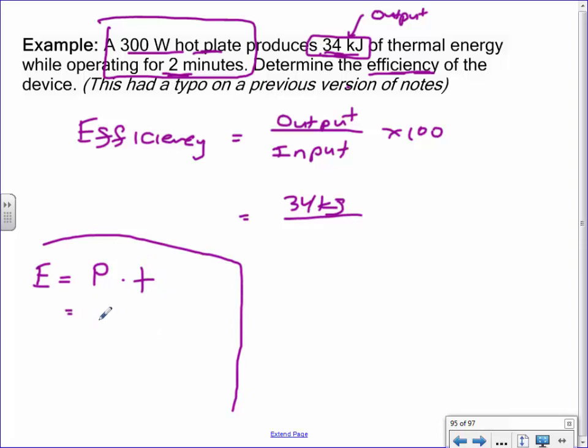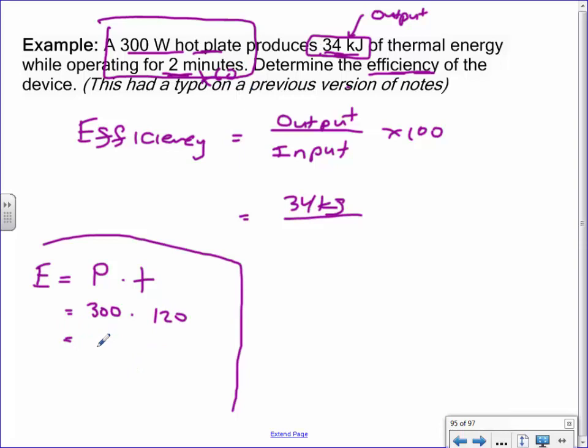How much power does this device draw? 300 watts. How long do we use it for? But do I times it by two? Why 120, Riley? You're right, by the way, but why 120? Yeah, so to convert minutes to seconds, times by 60. So 2 times by 60 makes your time 120.